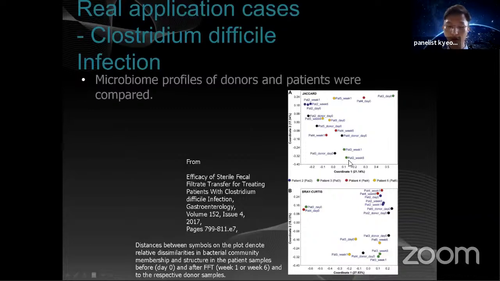In this figure, the distance between symbols on the plot relates to the similarities in bacterial community. You can see patients' bacterial communities are mapped near the donors' after FFT.